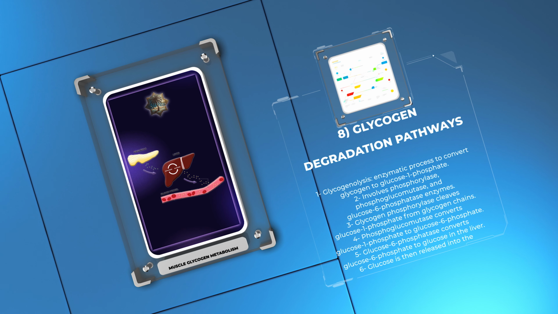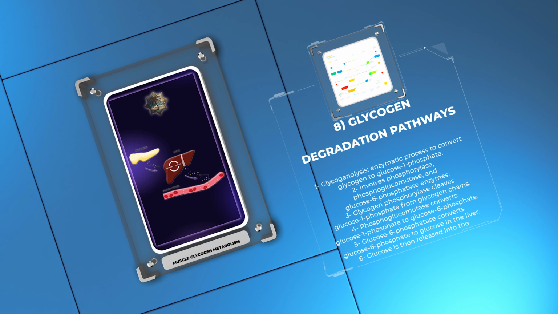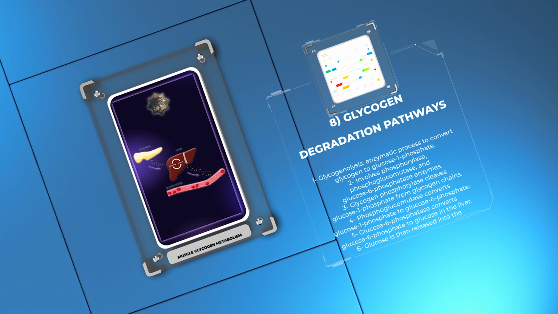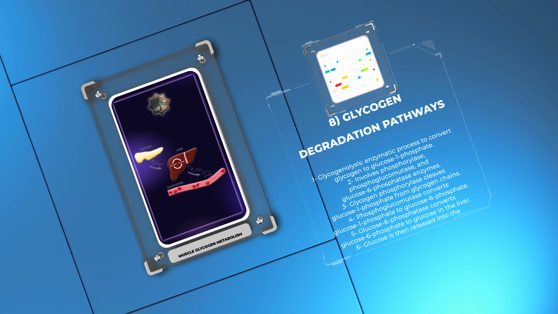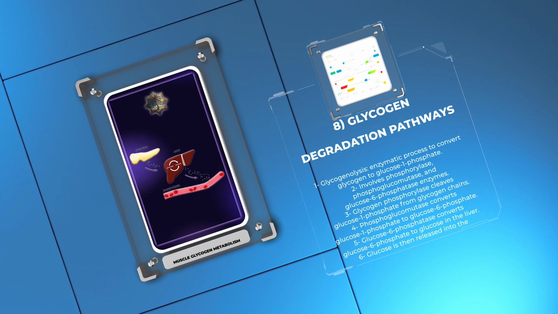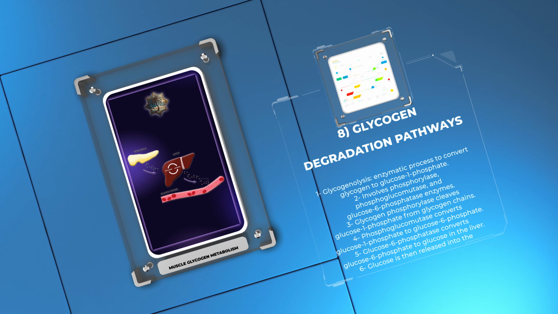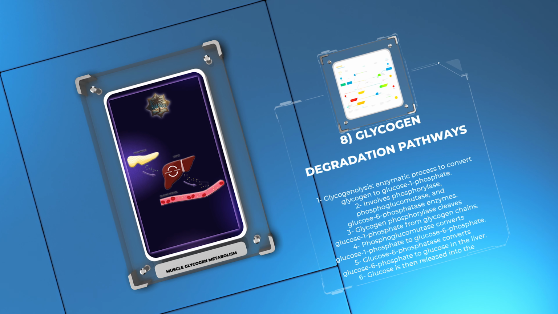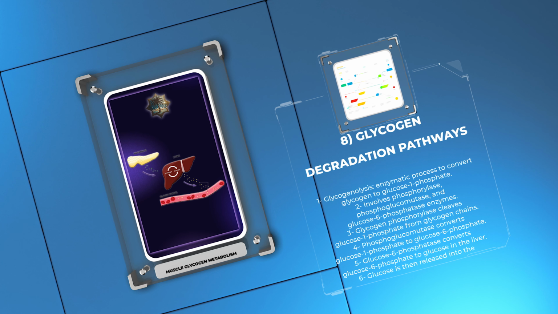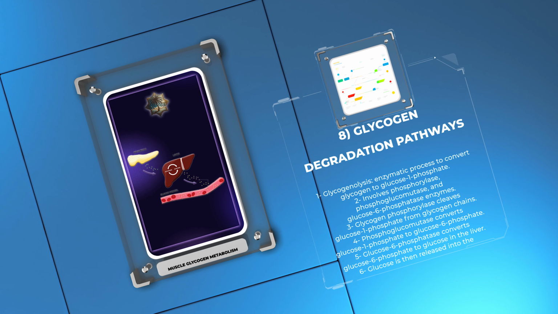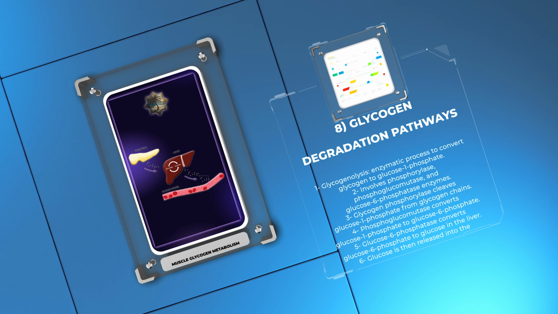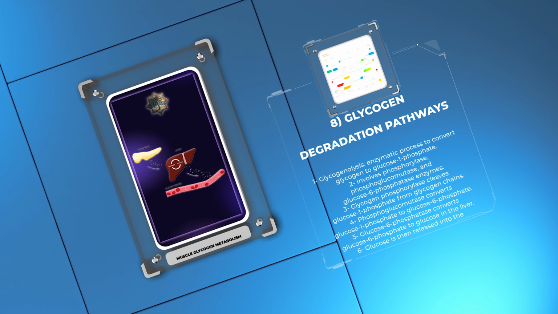Initially, glycogen phosphorylase cleaves off glucose 1-phosphate from the glycogen chain by breaking alpha-1,4 glycosidic bonds. Subsequently, phosphoglucomutase converts glucose 1-phosphate to glucose 6-phosphate, which enters glycolysis or gluconeogenesis pathways. In the liver, glucose 6-phosphatase further converts glucose 6-phosphate to glucose, which is then released into the bloodstream.